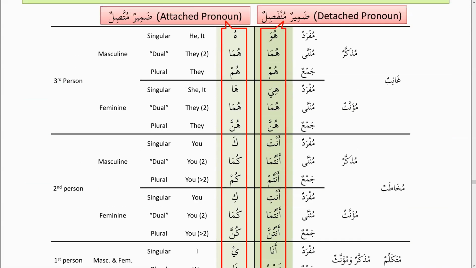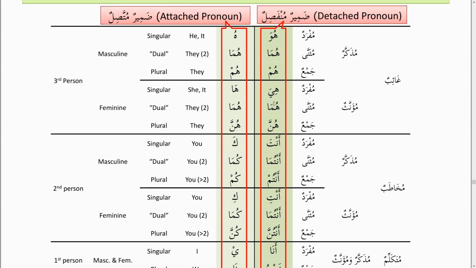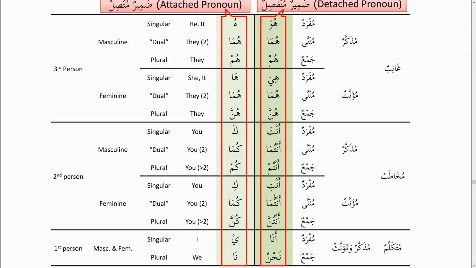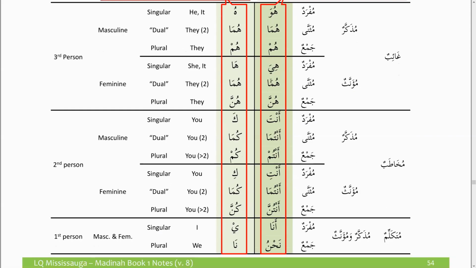I hope this should be clear now, right? Huwa, huma, hum, hiya, huma, hunna, anta, antuma, antum, anti, antuma, antunna, ana, nahnu. If they are not memorized by now, please try to memorize them. Ameerika, Surya, yes, I didn't see the chat, sorry.